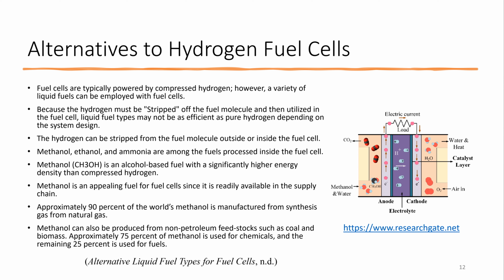Methanol is an alcohol-based fuel with a significantly higher energy density than compressed hydrogen. Methanol is an appealing fuel for fuel cells since it's readily available in the supply chain. Approximately 90% of the world's methanol is manufactured from synthesis gas from natural gas. Methanol can also be produced from non-petroleum feedstocks such as coal and biomass. Approximately 75% of methanol is used for chemicals, and the remaining 25% is used for fuels.